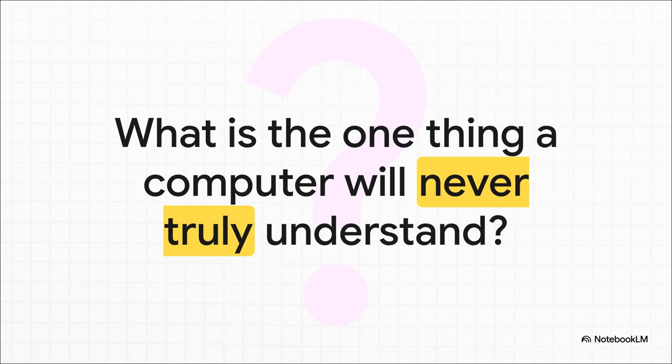Which leaves us with one final big question to think about. If a computer only ever sees numbers, codes for colors, sounds, and letters, what does it fundamentally lack? What's the one thing it will never truly understand about the world it represents so perfectly?